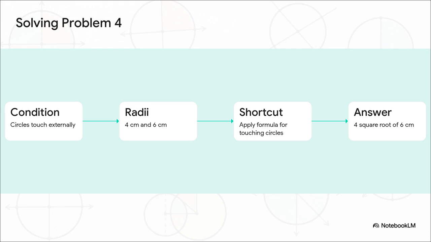First, we identify the condition: the circles touch externally. We note the radii are 4 centimeters and 6 centimeters. Because they touch, we immediately know the distance between centers is simply 4 plus 6, which is 10. Now, while you absolutely could plug that back into the long formula, there is a heavily simplified standard shortcut just for touching circles. The tangent length is exactly 2 times the square root of the product of the radii. That gives us 2 times the square root of 4 times 6. The square root of 4 is 2. Pulling that out gives us 2 times root 6, which beautifully results in 4 root 6 centimeters.